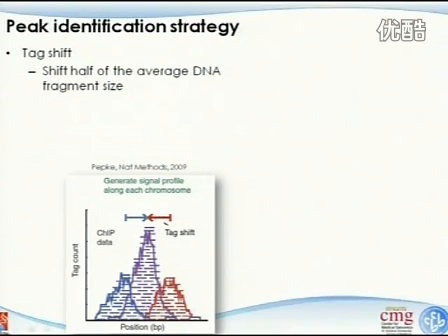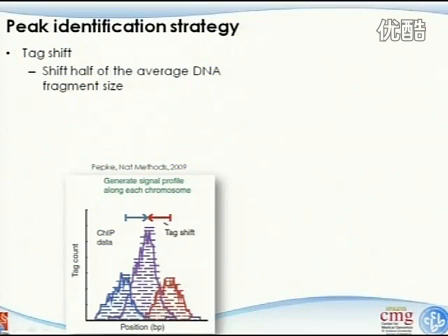So the first strategy that people use is called tag shifting. Okay? What they do is they shift by half of the average DNA fragment size. For the tags detected on the positive strand, they shift towards the downstream side by about half of the DNA fragment length. So we mentioned in the earlier slides, the DNA fragment length can be 200 base pairs or can be something else. Okay, and we will talk about how to decide that DNA fragment length in the future sections.